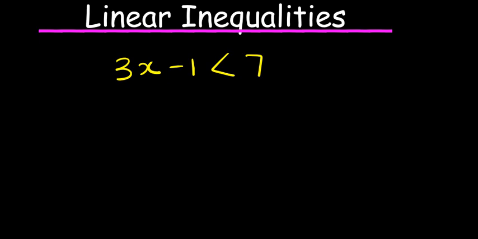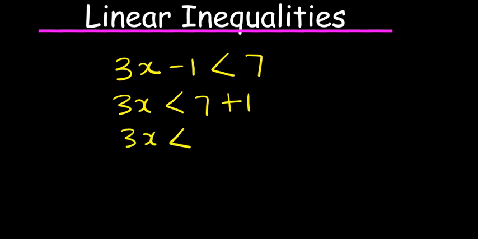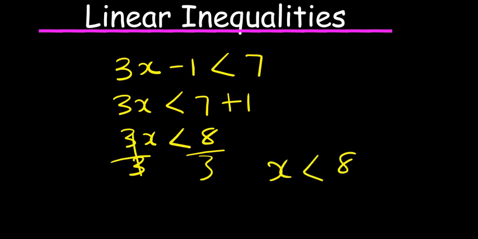I'm supposed to put the like terms together, so I'm going to have 3x on the left and 7 on the right. Then when the negative 1 goes to the other side, it becomes a 1. So I'm going to have 3x is less than 7 plus 1, that is an 8. So when I divide by 3 on both sides, x will be less than 8 over 3. That's the way we solve normal equations.